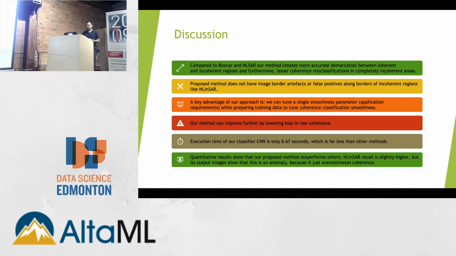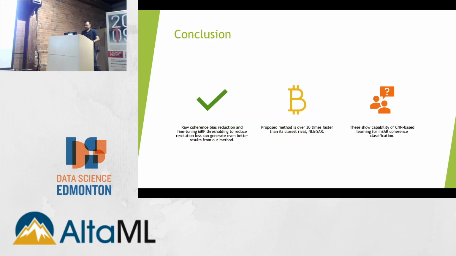Execution time is obviously a strength for our method, and in general the quantitative and the qualitative results show that our method is able to get a similar performance as the state of the art, but in a much lesser amount of time. So the main point of improvement is the bias in the raw coherence, and the main strength is the speed. In general, we can see from this research that there is some promise of using CNNs to do the InSAR coherence classification.